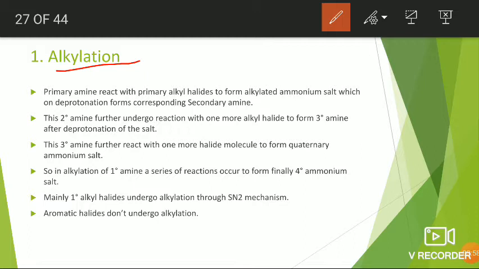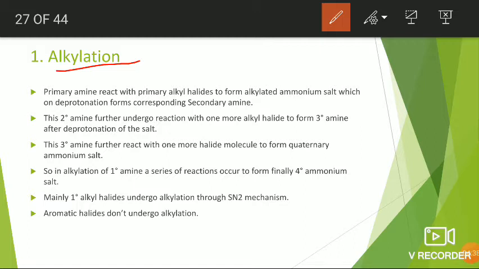In alkylation, as we discussed in the previous slide, amines act as nucleophiles and undergo nucleophilic substitution on the alkyl halide to replace the halide ion. That is, finally the alkyl group of the alkyl halide is substituted on the amine.